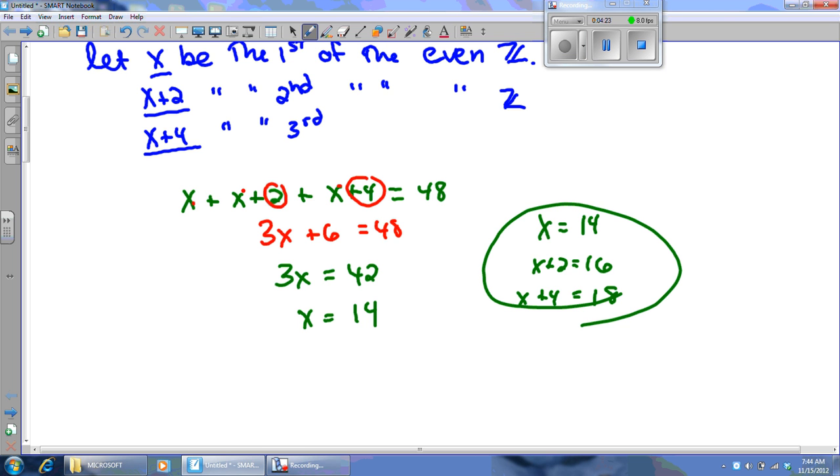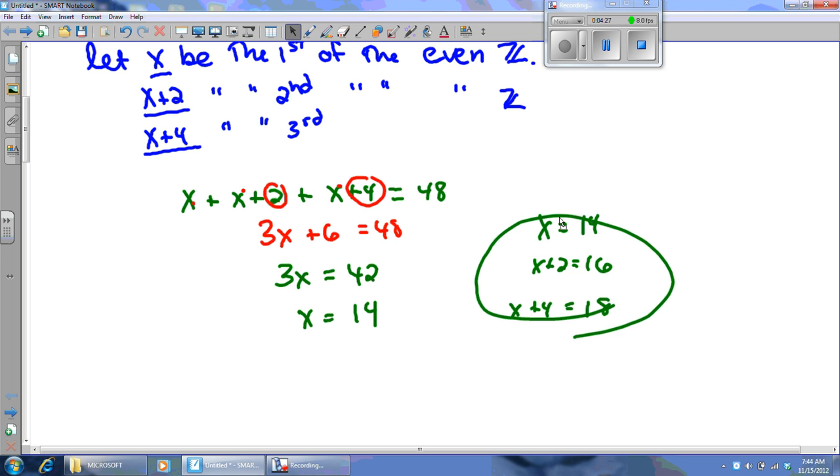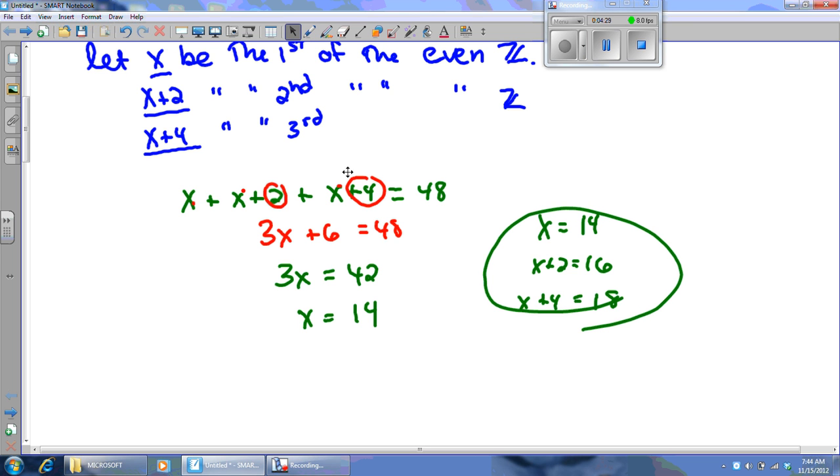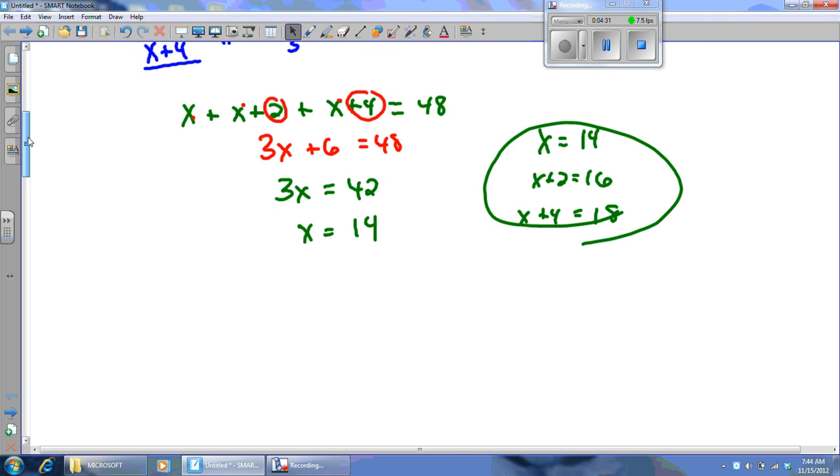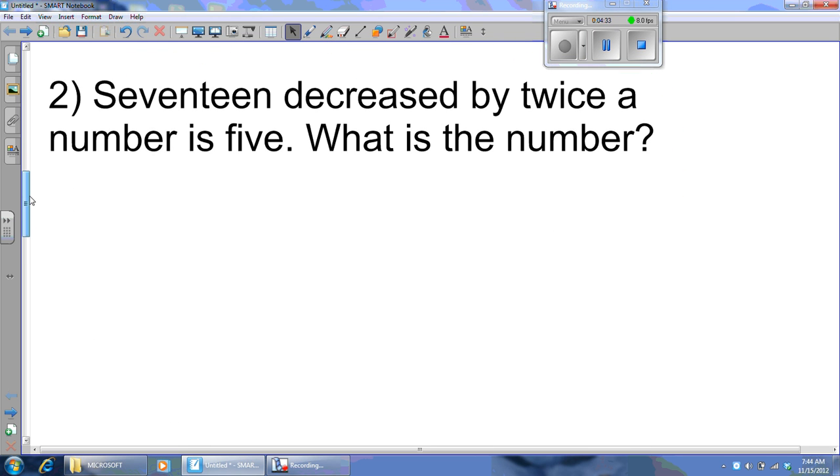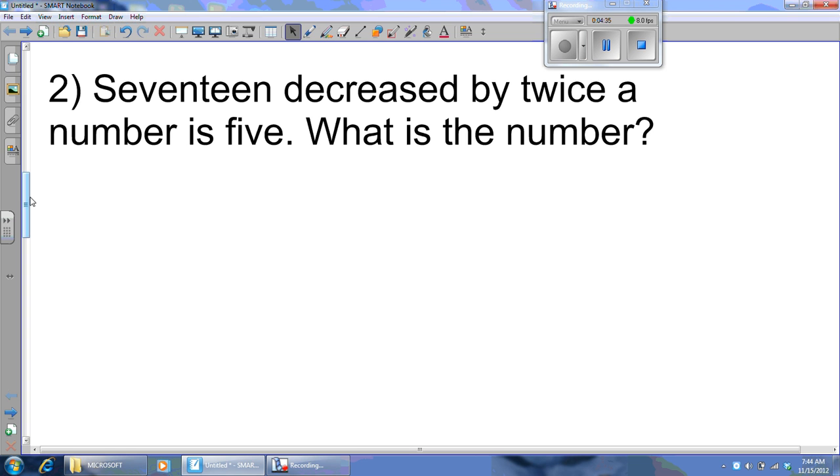Now again, I know that some of you are going to go, I can do this in my head. Some of it you can and some of it you can't, but you're going to be graded on whether you can write an algebraic expression and solve it. Doing it in your head doesn't satisfy that requirement. Okay, let's take one look at a different one.